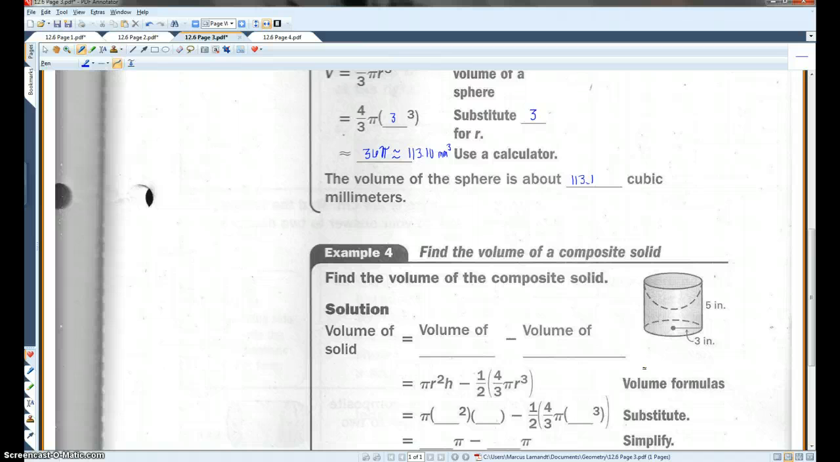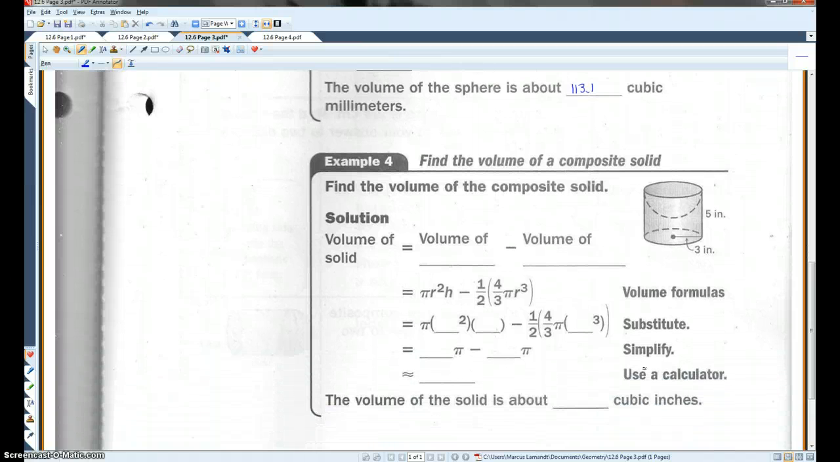Find the volume of the composite solid. What we have here is a cylinder, and inside the cylinder there's a hemisphere, half of a sphere. So the volume of the solid is the volume of the cylinder minus the volume of the hemisphere. The volume of the cylinder is pi r squared h, and this is the volume of the sphere. We're going to find half of it.